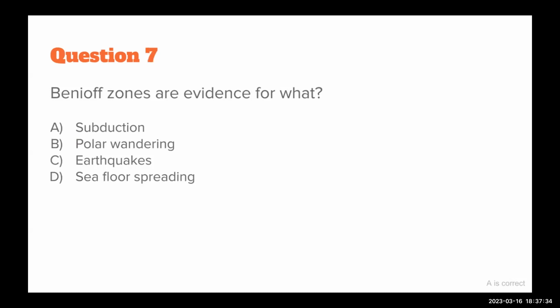Polar wandering. What could be evidence of polar wandering? Remember what we saw about the magnetic stripes and seafloor spreading? That could be evidence, right? Because the poles move. That's why you get north, south, north, south.